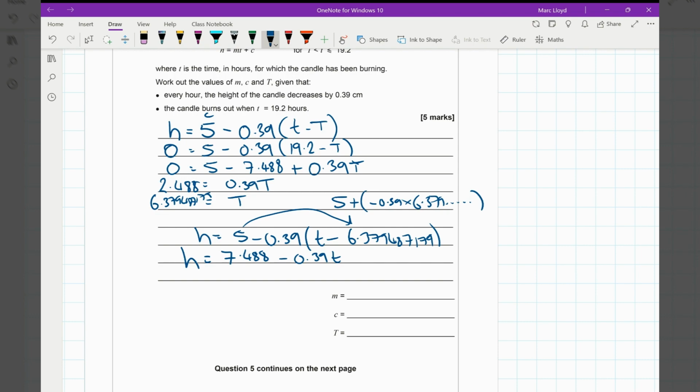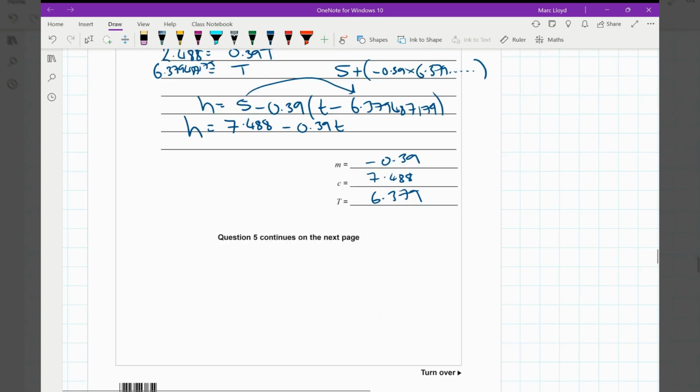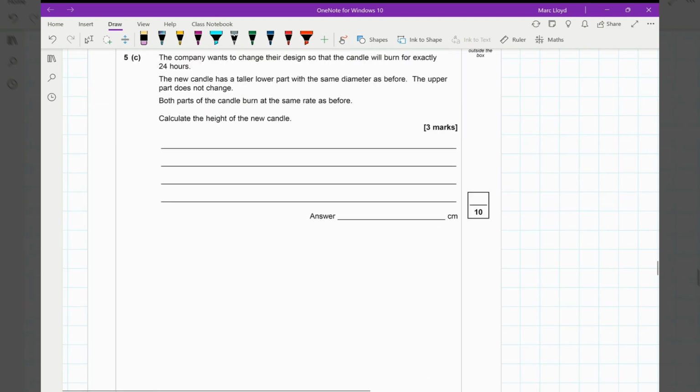And therefore, when we put it in, we've got negative 0.39 for m, 7.488 for c, and 6.379 for T. I just noticed I've got the same formula from here to here. Well, it's not exactly the same, but the 7.488 comes out twice. Weird. I think that's just a coincidence. Right, next bit, 5C, this is the last bit.